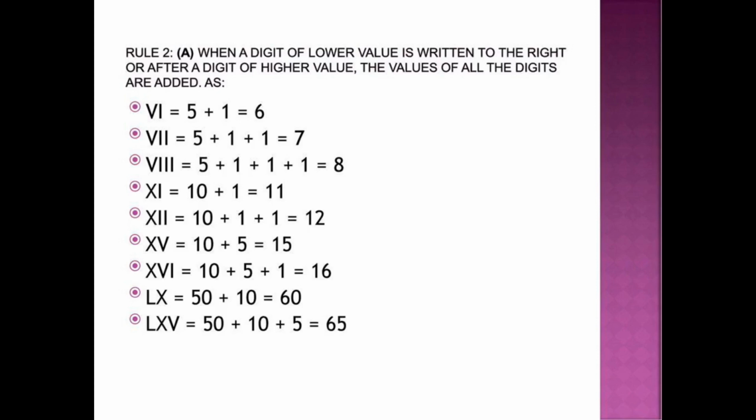Now see the second example. In the second example, we have VII. Again students, you know that V stands for 5 and I stands for 1. But here I is written 2 times. So that means 5 plus 1 plus 1, and it will give you 7. So VII stands for 7. Now students, in the same way you can see other examples written below. Hopefully it is clear to you.